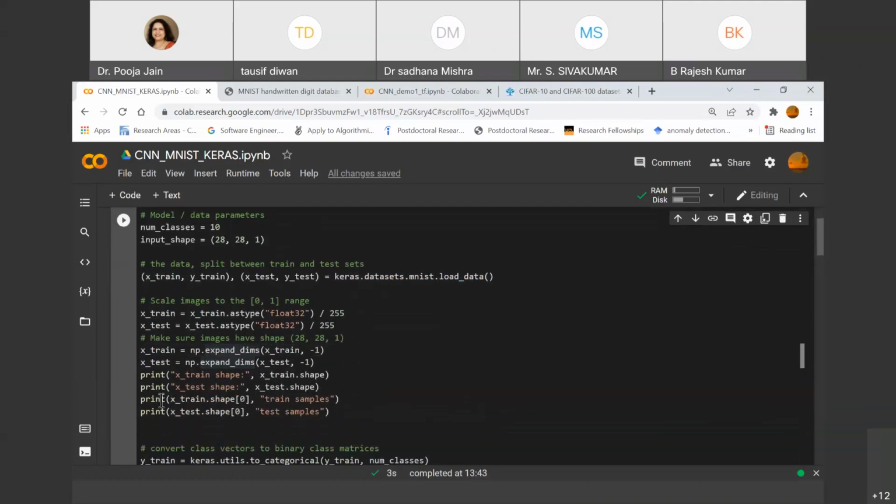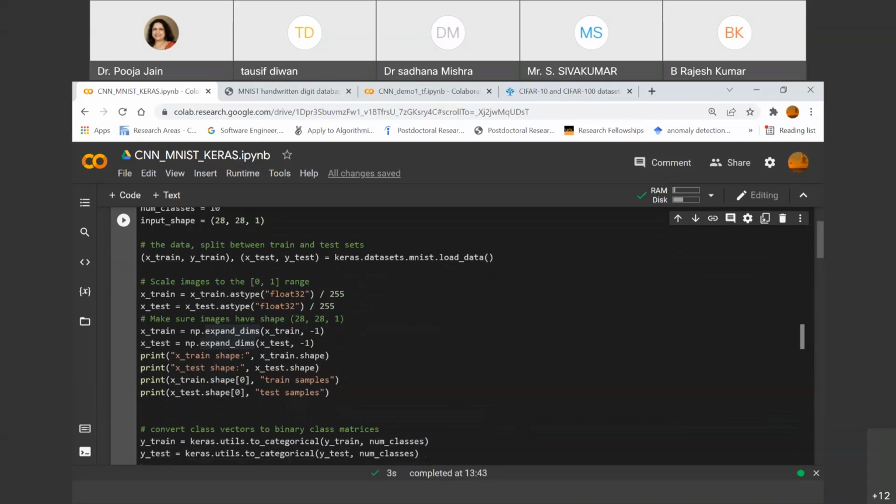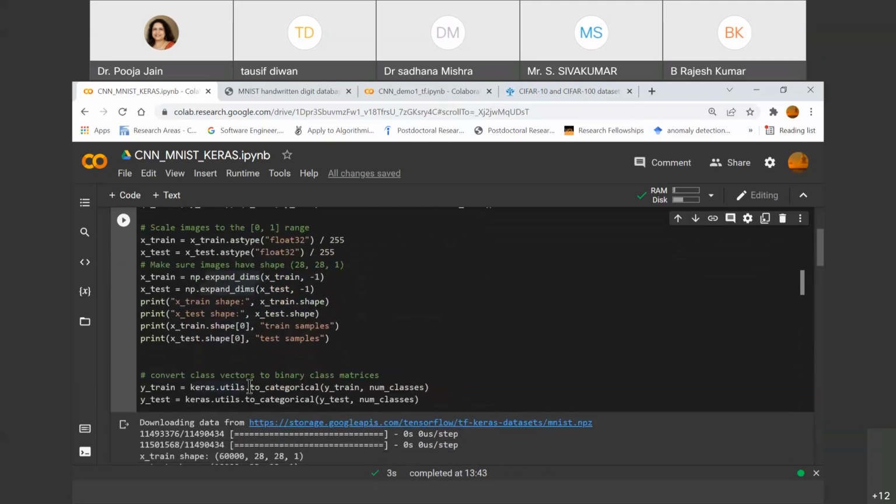After that, we are printing the shape of the training data and the shape of the testing data. Moreover, we are also printing how many training set images and how many testing set images there are. Lastly, we convert the labels into categorical form. Suppose one image is there, and this image belongs to the digit 2.